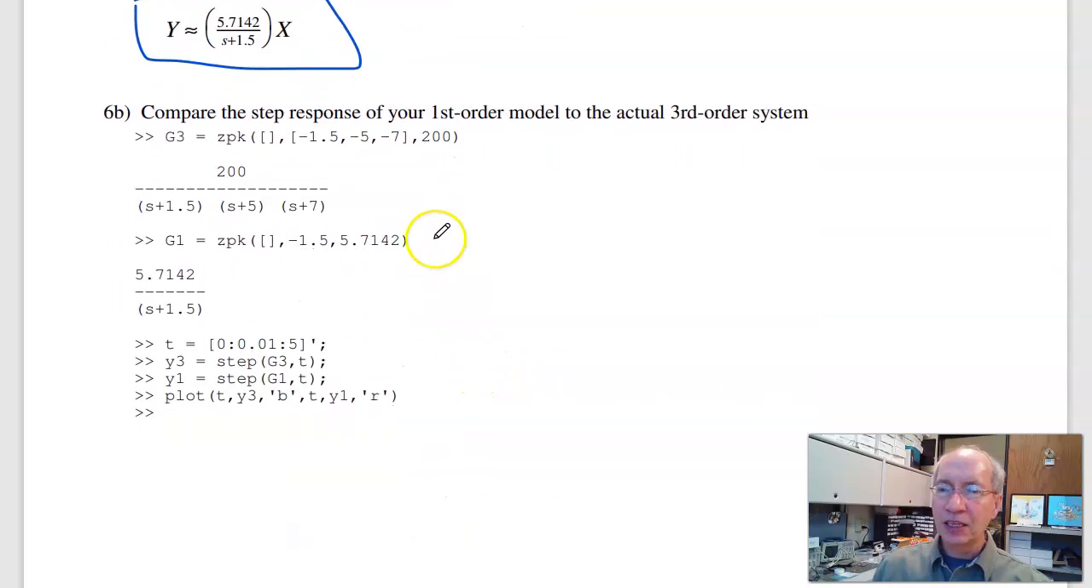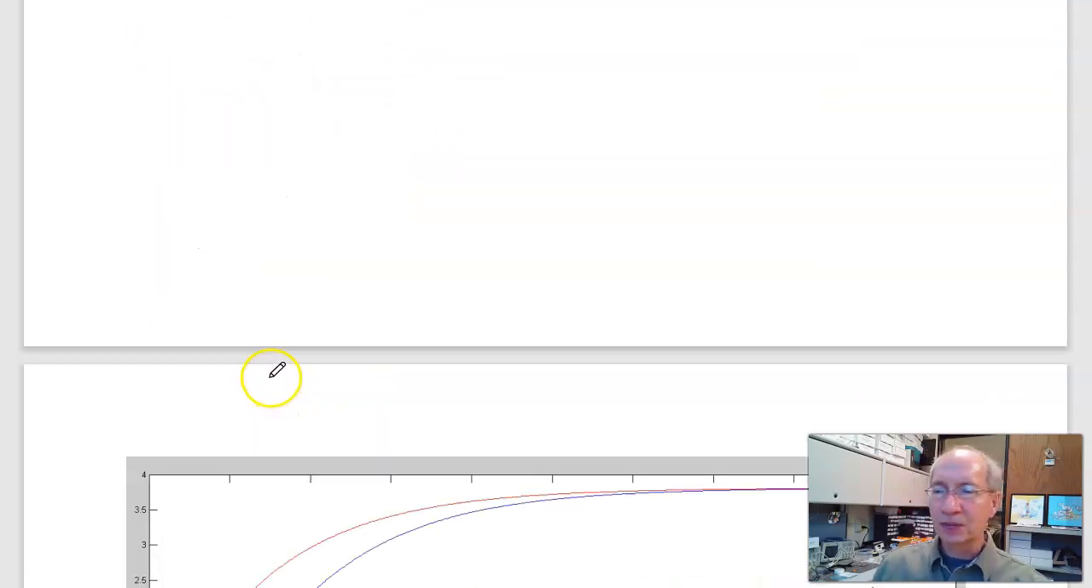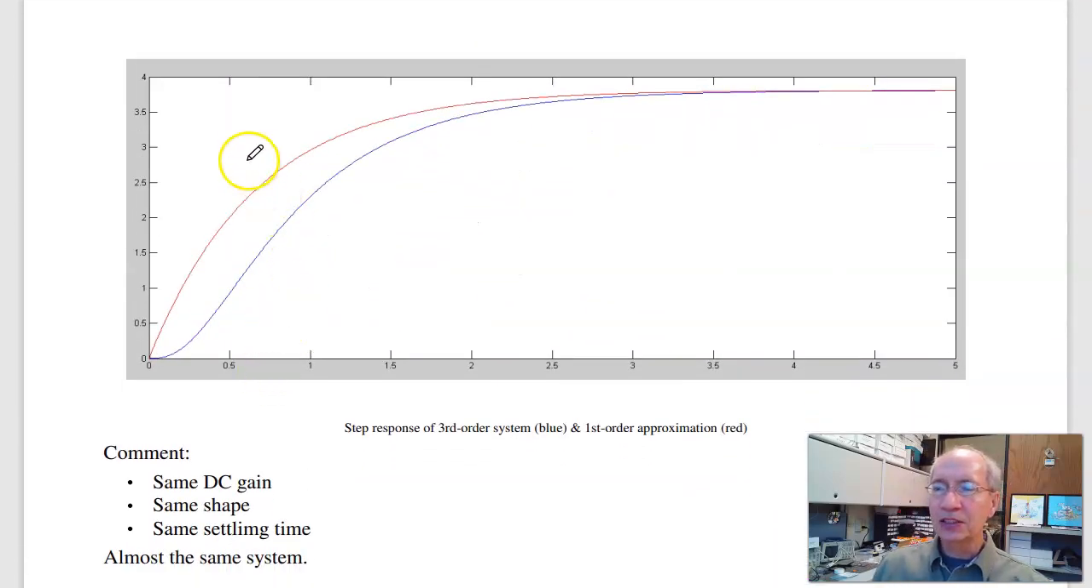I can check. Let's take the third order system, take the first order system, find the step response of the third order system, find the step response of the first order system, plot the two together, and here's what I get. This is the first order approximation, there's the third order system. I've got the same DC gain, same shape, same settling time. It's almost the same system. The two poles I ignored do have an impact. There's a delay in the system.